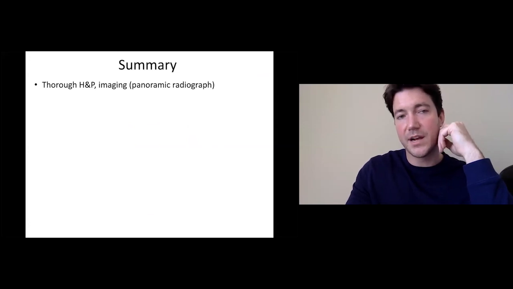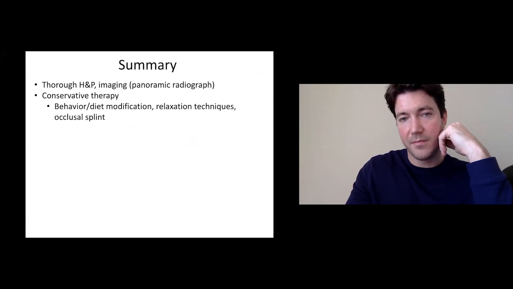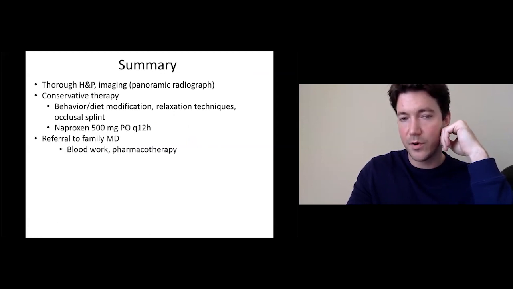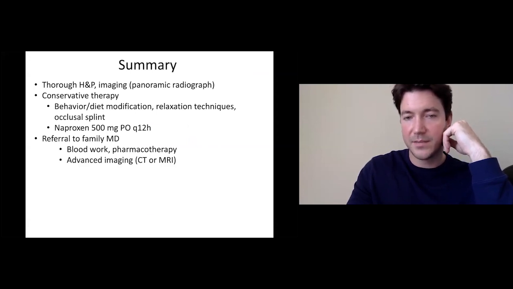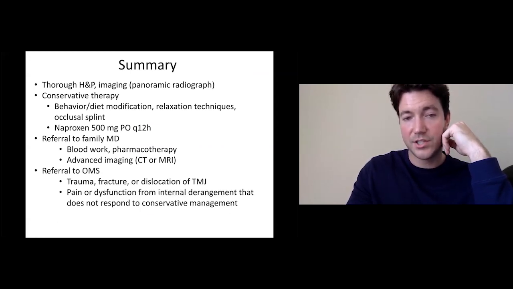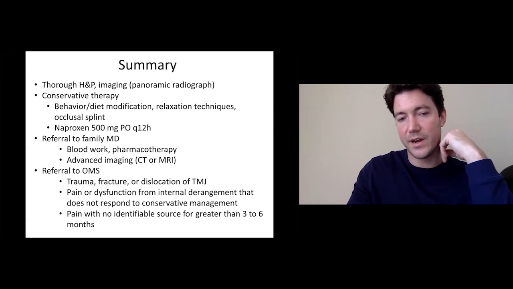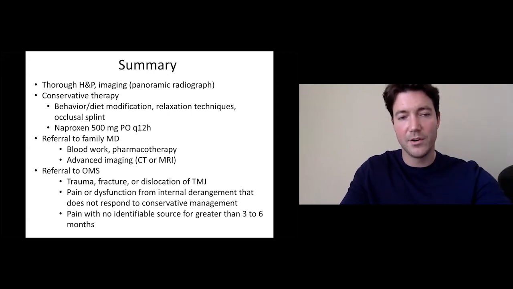So again, just to summarize: thorough history and physical and imaging. Start with conservative therapy. You can try naproxen. You can refer to a family doctor for the blood work to look at autoimmune things, pharmacotherapy, or advanced imaging like CT or MRI, or an oral surgeon can do those things too. Or if you just see trauma, fracture, dislocation, pain that's not responding to conservative management, or pain with no identifiable source for greater than 3 to 6 months, get him or her off to the oral surgeon. We'd be happy to help you out.